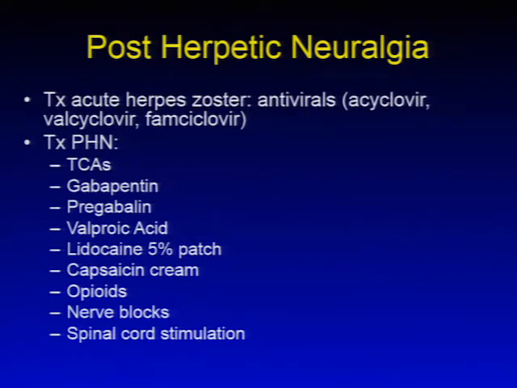The treatment of postherpetic neuralgia acutely is antivirals, such as acyclovir, famciclovir, and valacyclovir. The treatment of postherpetic neuralgia, after the rash is resolved, is TCAs, gabapentin, pregabalin, valproic acid, lidocaine 5% patch, capsaicin cream, opioids, nerve blocks, and spinal cord stimulation.